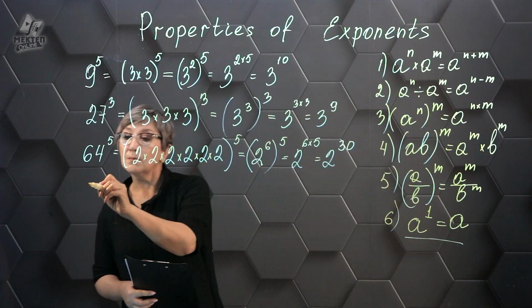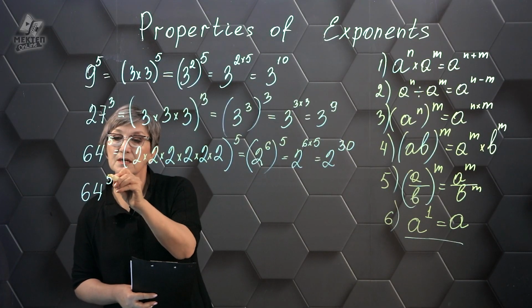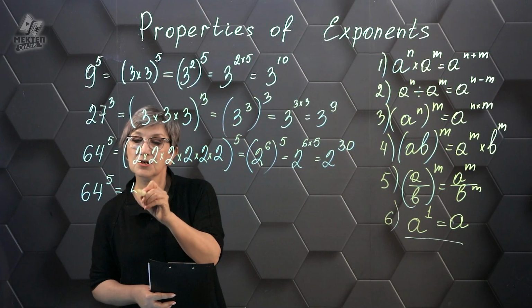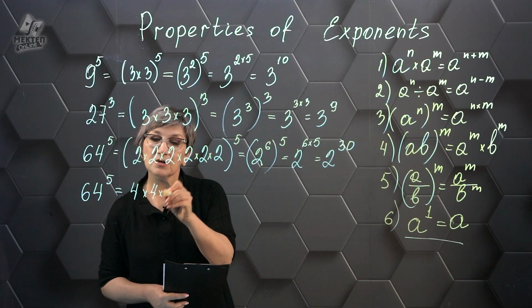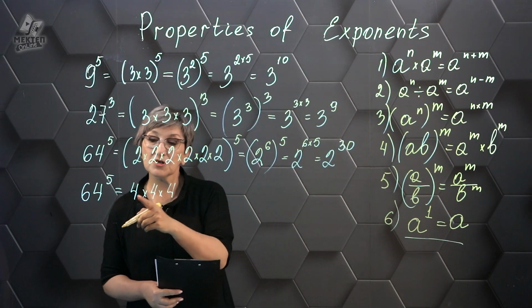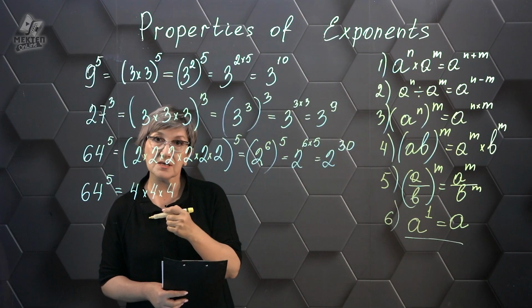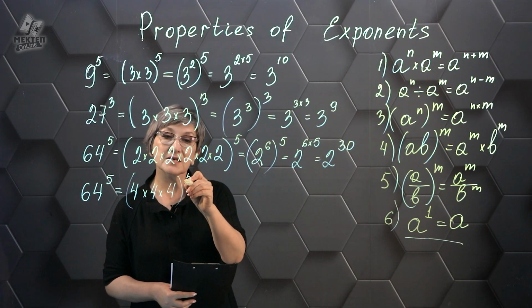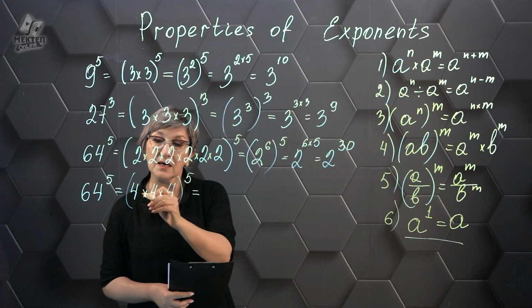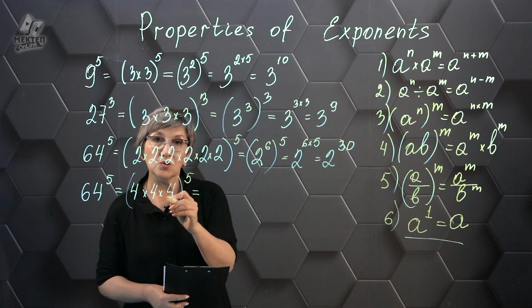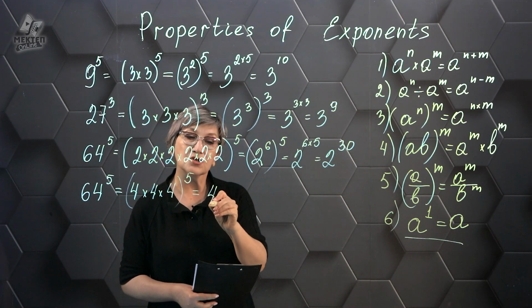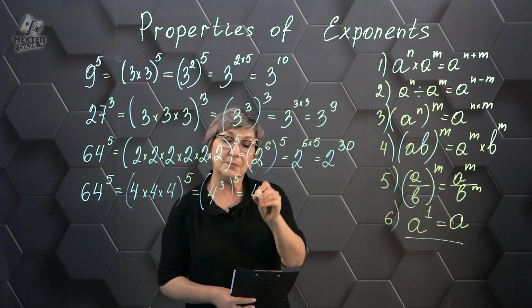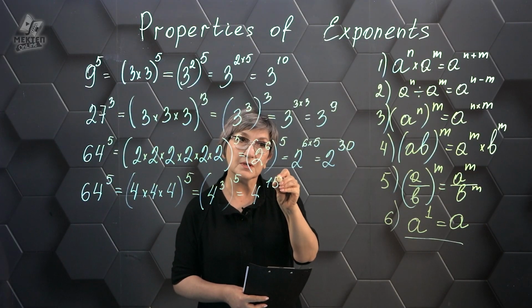But we can write 64 with a different base. 64 is 4 times 4 times 4. Let's do the math. 4 times 4 is 16. 16 times 4 is 64. And that's all to the fifth power. And then the 3 multipliers that equal 4 are 4 to the power of 3. It's all to the power of 5. And then you get 4 to the power of 15.